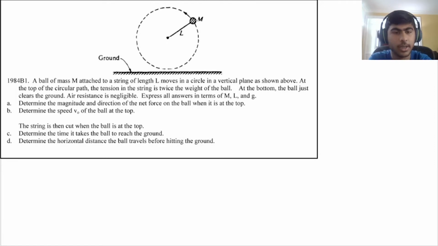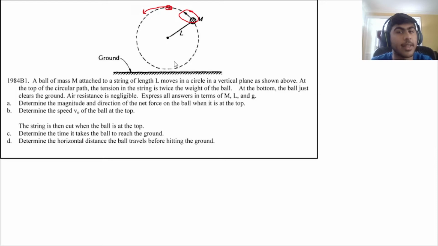Part A. Determine the magnitude and direction of the net force on the ball when it is at the top. So at the top of the circle, they want the magnitude and they want the direction. We're told, at this arrow up here, that the ball is moving counterclockwise. So if we were right here at the top, we would be moving counterclockwise.